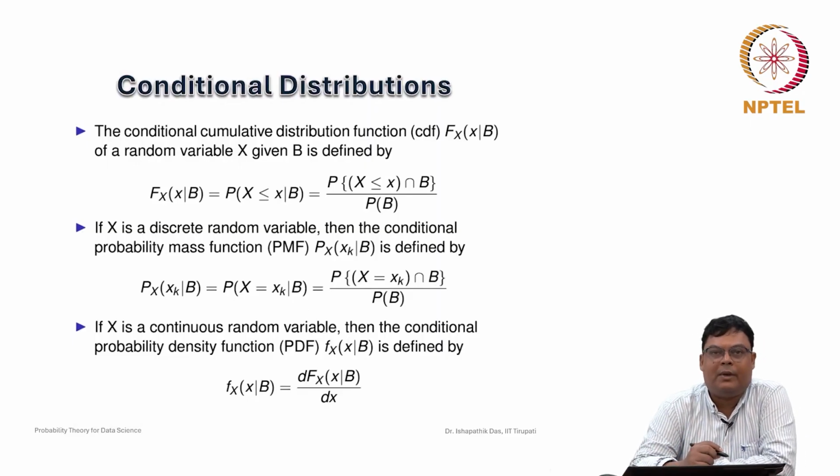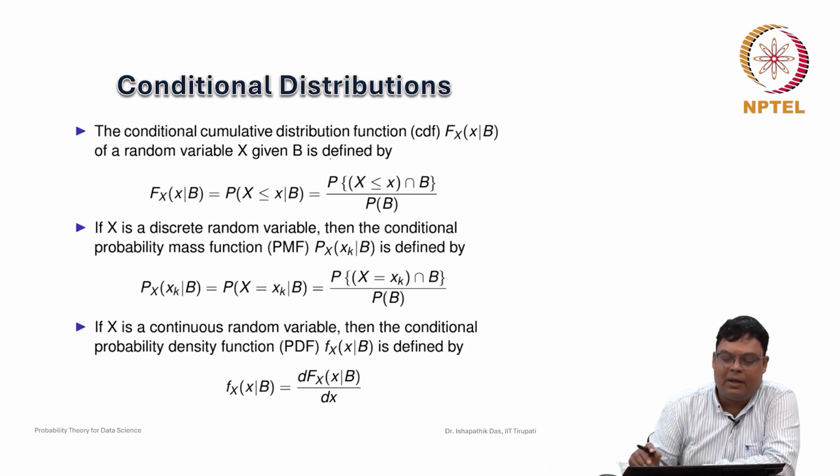Suppose we have a cumulative distribution function of a random variable x. Now, we want to find a conditional cumulative distribution function of x given an event B. So, B is a given event. Now, how can we find the conditional distribution of the random variable x given B?